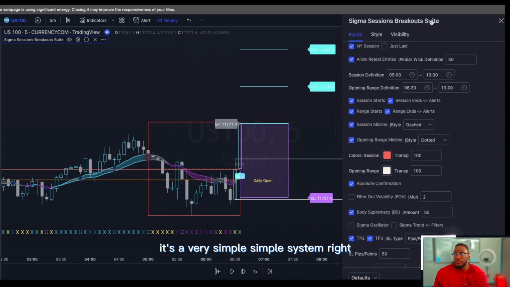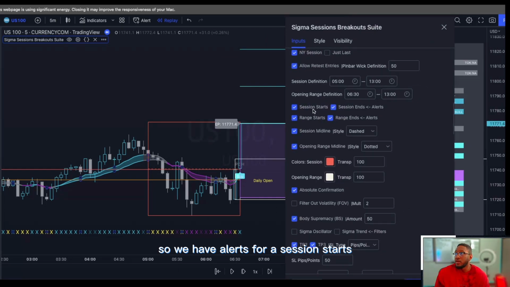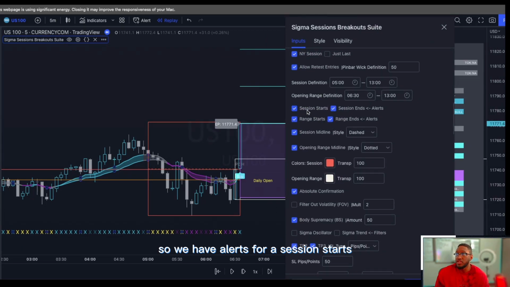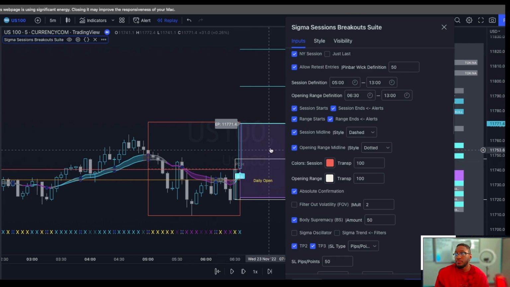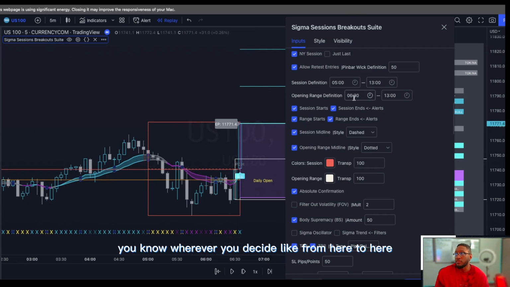It's a very simple system, right? So we have alerts for session starts, when the session ends, range starts, range ends, right? So wherever you decide, like from here to here, it will give you an alert.